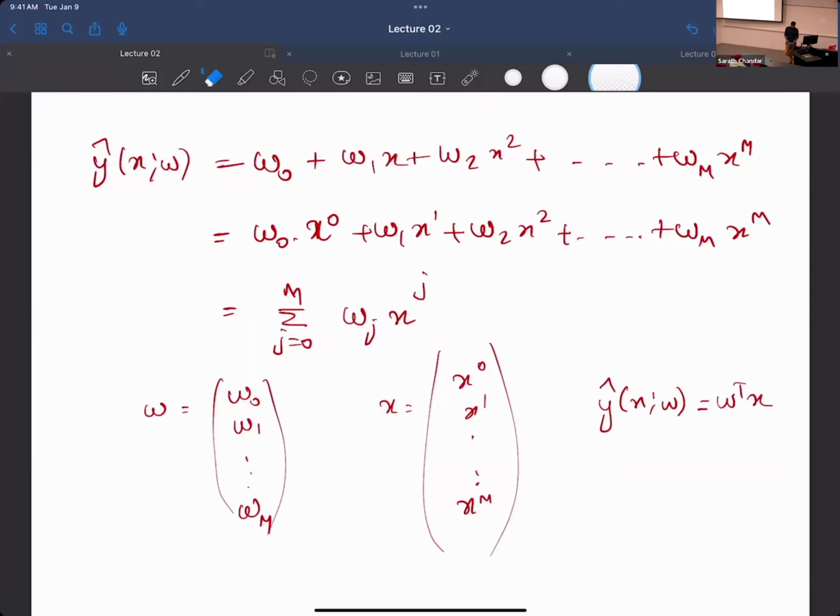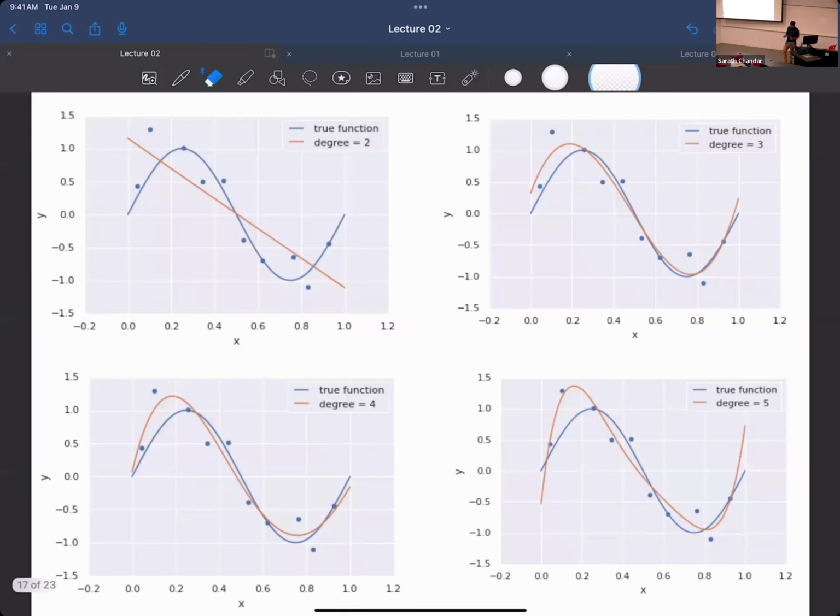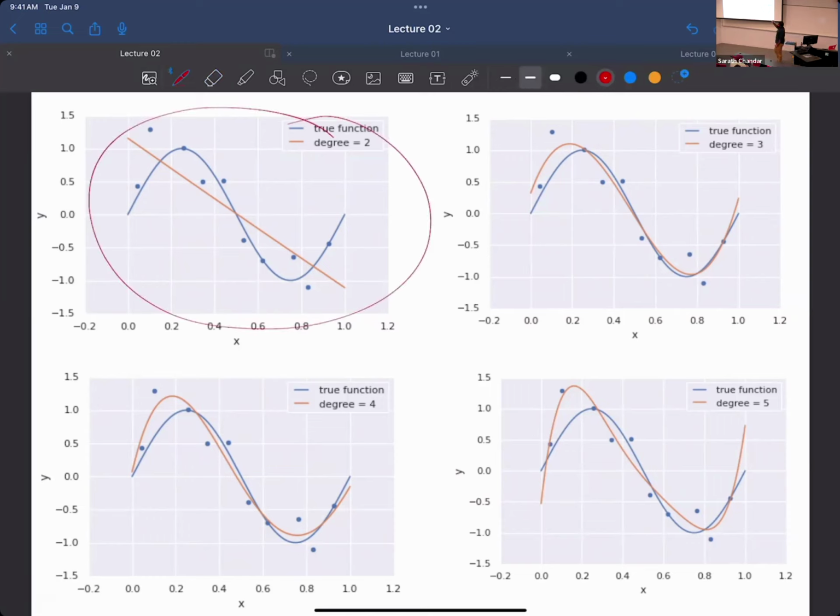So now you can just decide what number of features you want, what degree you want, and then solve the linear regression problem with that degree. You're going to get different functions, right? So here I'm plotting that for a bunch of degree values. So first let's start with degree equal to 2, in this example, right? So when degree is equal to 2, you get w0 plus w1 x.